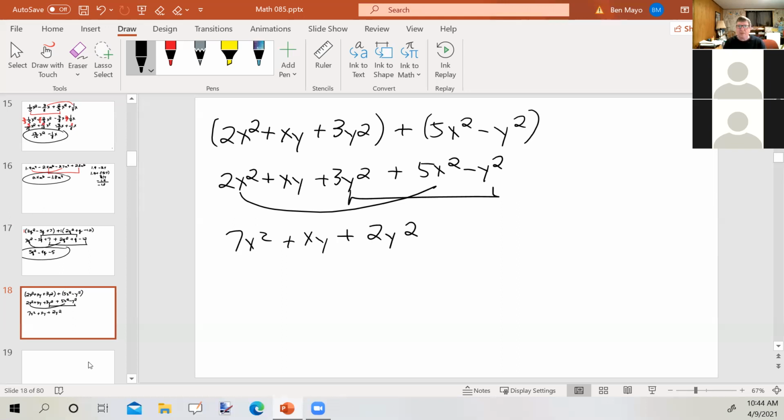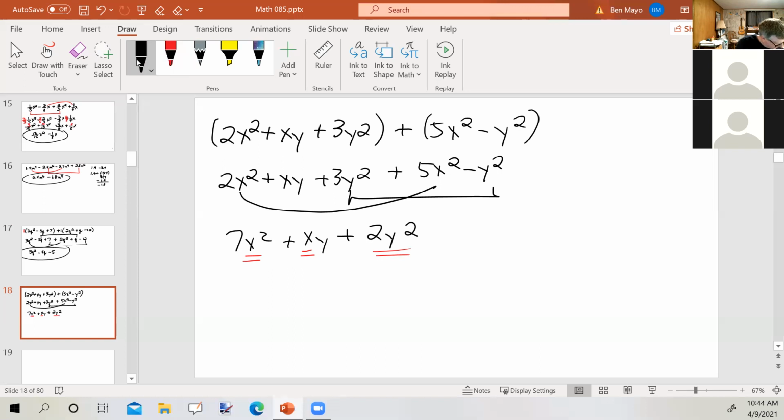Now, this is in descending powers in terms of the variable x. We've got x squared, x to the first power, no x's at all. Or I suppose you could shove an x to the 0 power in there and it wouldn't change the value of things. But anyway, so this is in descending powers in terms of a variable, in this case, the variable x.